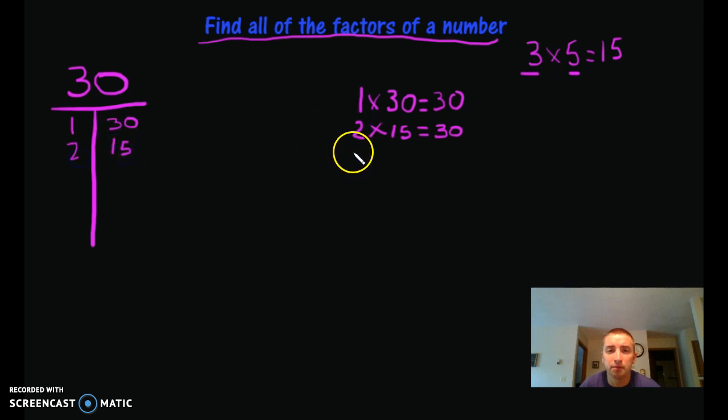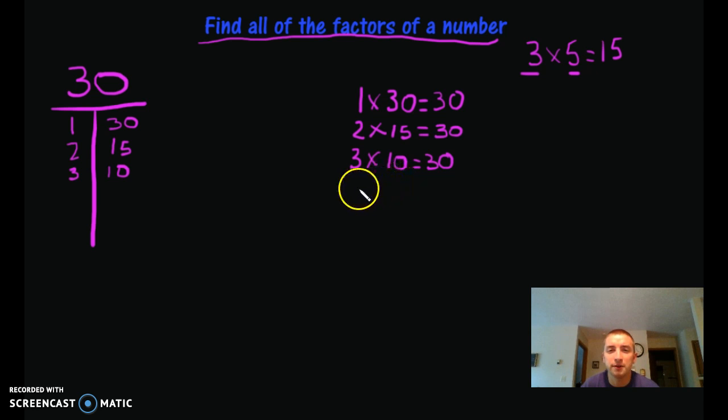Next one, I'm going to check is 3. I know if I add up all my digits, 3 plus 0 is 3, and 3 divided by 3 is 1. So I know that 3 works. So then I've got to think to myself, 3 times what equals 30? And I know that 3 times 10 equals 30. So I can go 3 and 10.